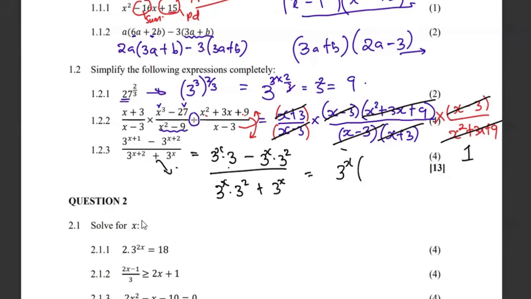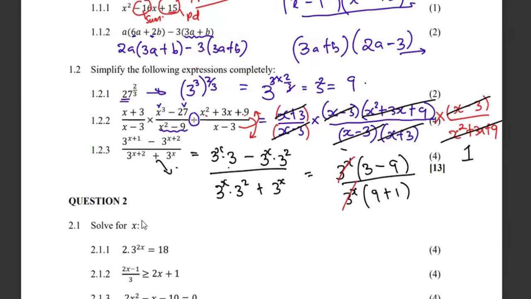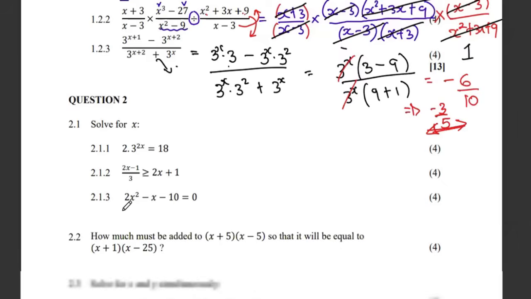And then if I factorize that, I'll have 3 minus, I know that 3 squared is the same as a 9, over what is common, I'll have 3 to the x, and then I'll be left with 3 squared, which is a 9, plus 1. Because I've removed this, I'll be left with a 1. So the 3 to the x and the 3 to the x will cancel each other out. What is 3 minus 9? It's going to be a negative 6. 9 plus 1 is going to be a 10. Simplify this by looking for what is common. So it's a negative 3 over 5. So this becomes our final answer.